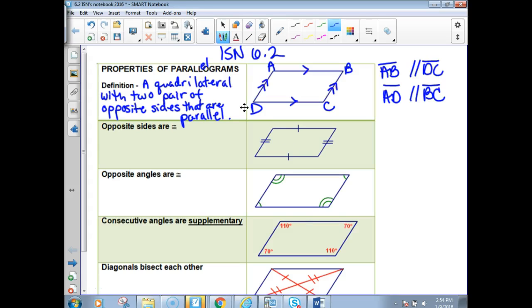This is 6.2 ISN, and we just wrote down the definition of a parallelogram. Properties of the parallelogram are coming up next. Opposite sides are congruent, and that's what these markings indicate. So let's label it ABCD.